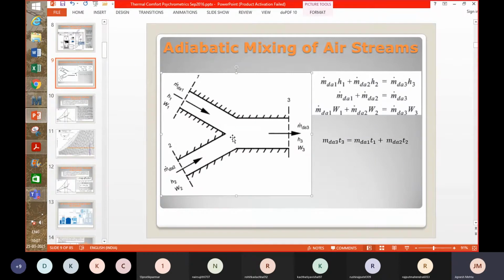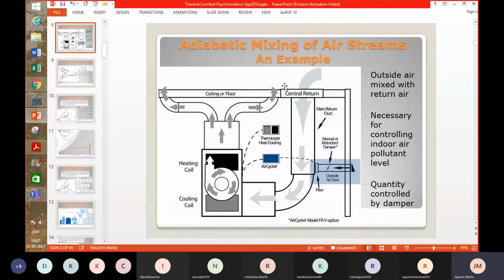But why should one learn about this process? This process is very common in air conditioning. Where is this happening? You can see this diagram. What you see here is the conditioned space, at the top. It's not at the top from the point of view of elevation; I'm just talking from the point of view of this photograph.